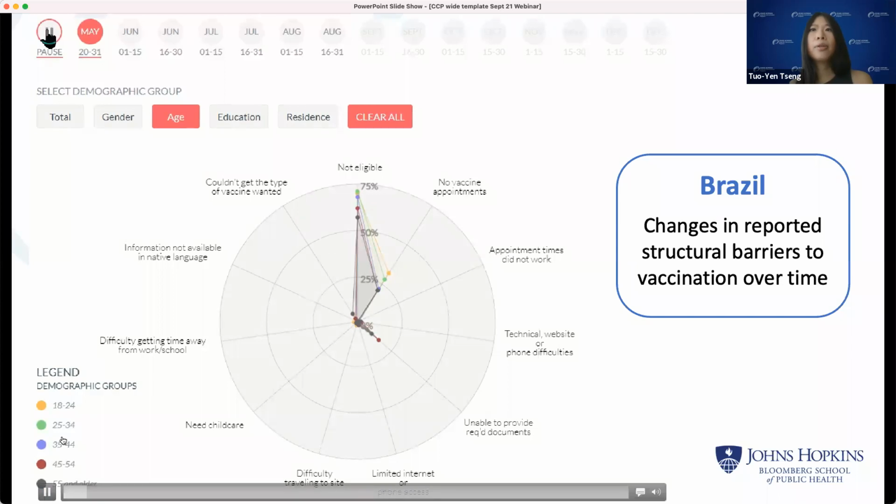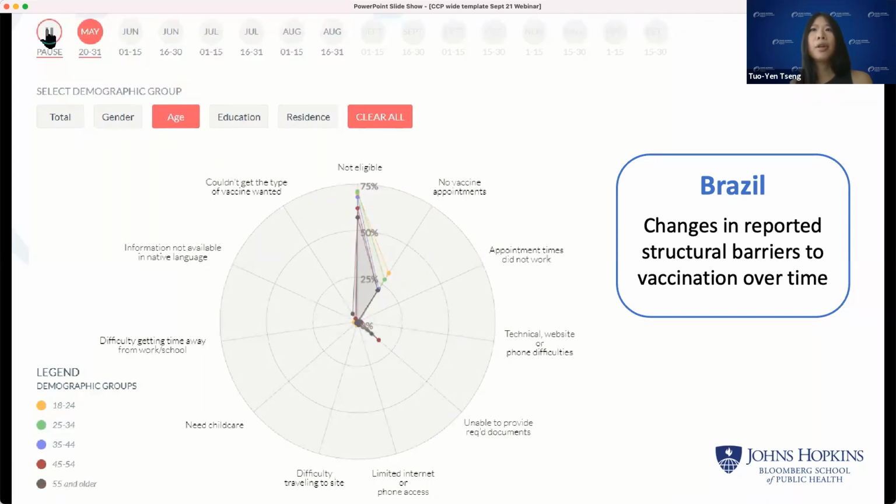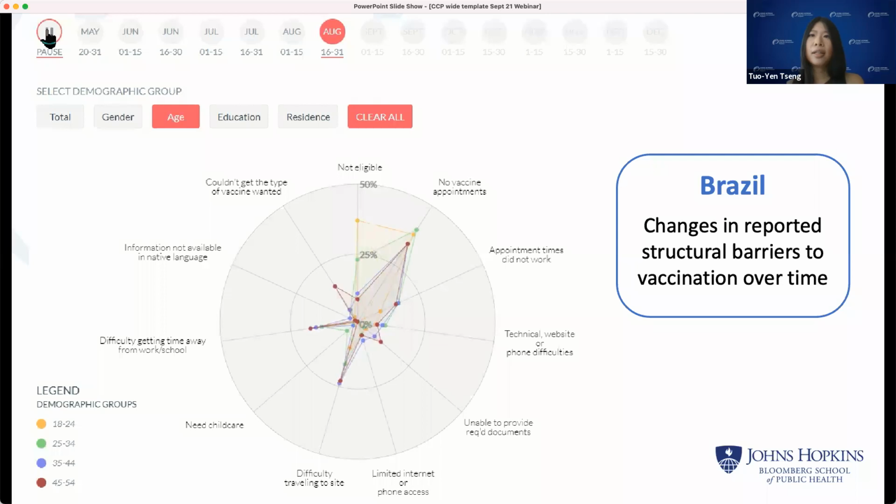Back in May, most unvaccinated participants in Brazil who wanted to get a vaccine were ineligible across all age groups. As time went by, more and more people became eligible, starting from the older age groups and followed by the younger groups. And as people started becoming eligible, they identified other barriers, such as no appointment available, difficulty traveling to a vaccination site, and difficulty getting time away from work or school.